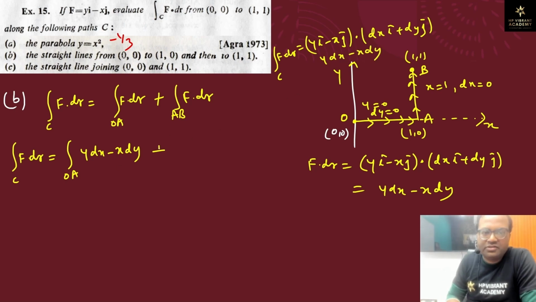Okay, along OA plus along AB. Along AB we have y dx minus x dy. Okay, so along OA we have y is equal to 0 and dy is equal to 0. So this is 0 and dy is also 0. So this is also 0.